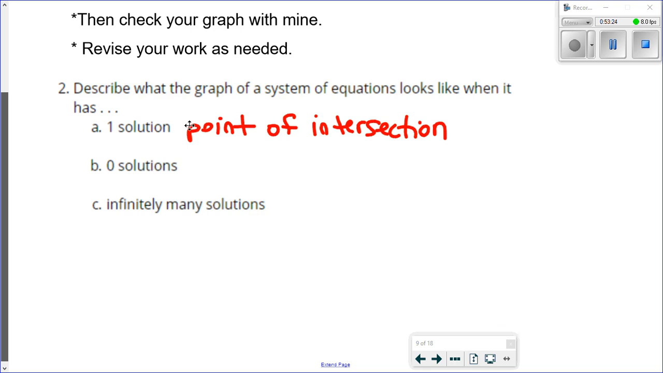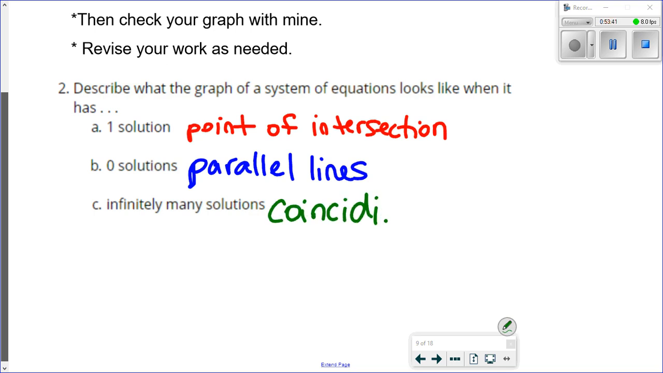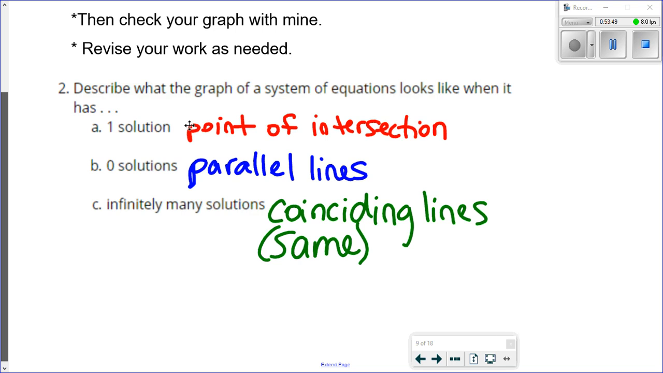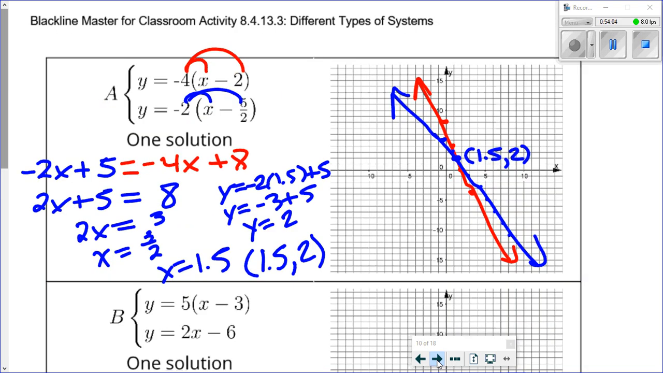Okay, 0 solutions. Our graph has parallel lines. And infinitely many solutions results in a graph with coinciding lines, meaning the lines are exactly the same, right on top of one another. So those are huge visually in the world of systems of equations. If there's one solution, we'll have 2 lines that intersect. 0 solutions will result in parallel lines, and infinitely many solutions will result in coinciding lines, or the same exact lines.